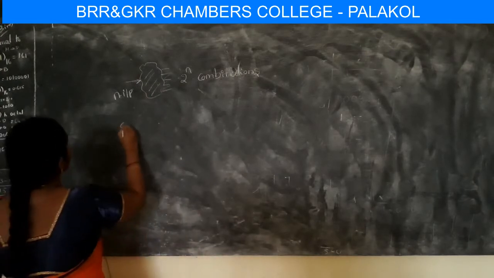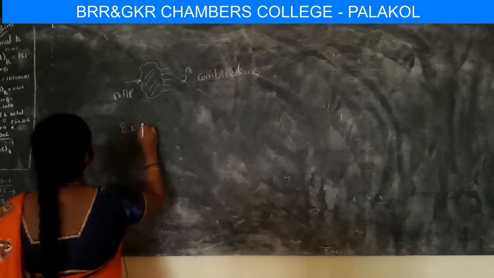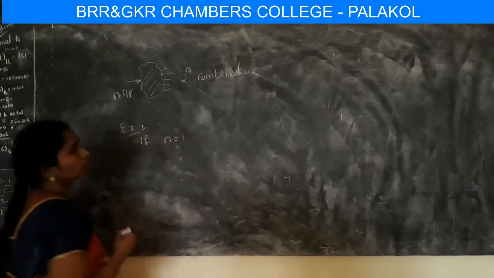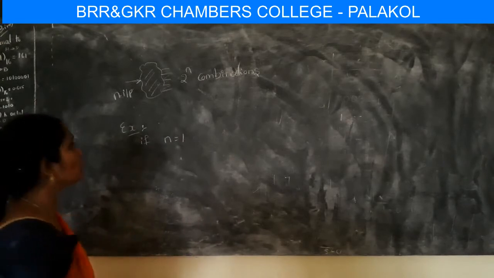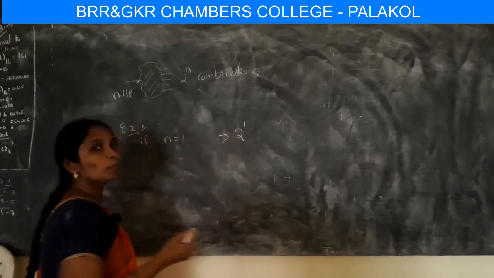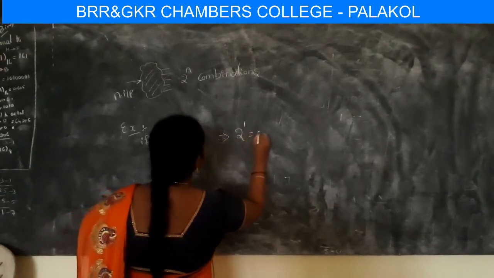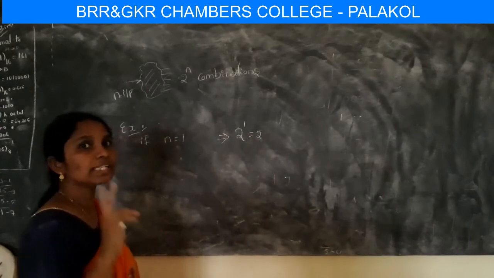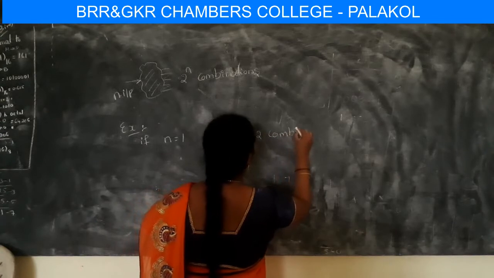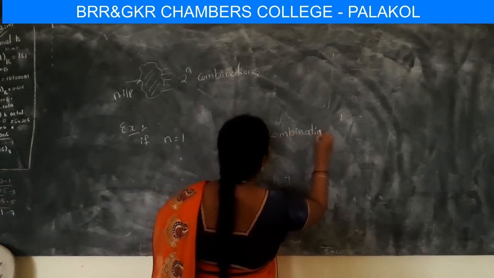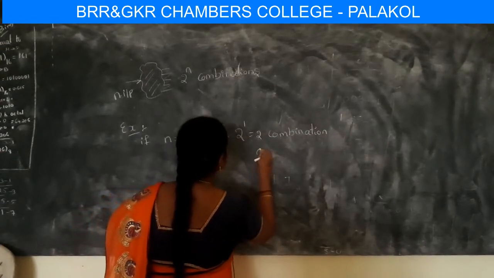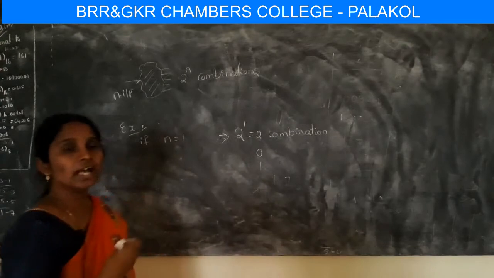For example, if n is equal to 1, how many combinations will it produce? That is nothing but 2 power 1, and 2 power 1 is 2. So it will produce 2 combinations, and those 2 combinations are either 0 or 1. Okay.